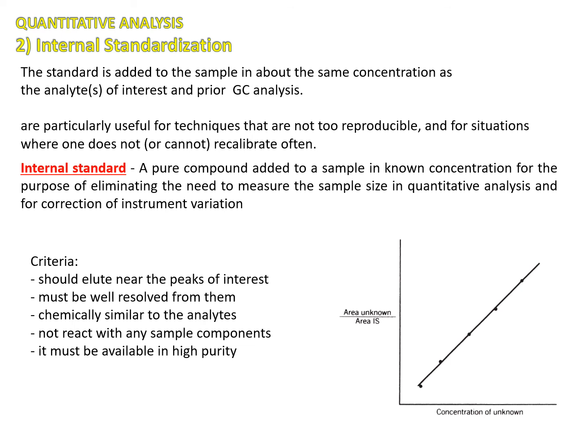Basically the criteria are: it should elute near the peak of interest and must be well resolved from them, and chemically it should be similar to the analytes, not react with any sample component, and it must be available in high purity. So class, we will use the internal standard for further verification. It's a kind of validation method as well. The internal standard shouldn't be the same as the analyte that we are using; it should be different from the analyte. That is the internal standard we will use in the analysis for validation.